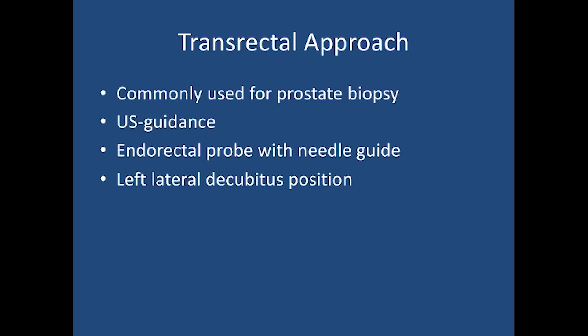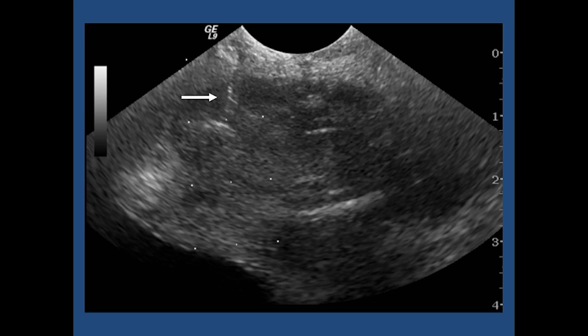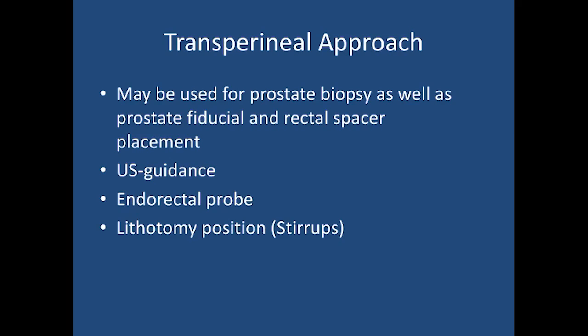Transrectal approach may also be considered in a similar manner to transvaginal approach, and is probably most commonly used for prostate biopsy. The major difference here is that the patient is generally placed in the left lateral decubitus position. And in this example, we see a needle. This is the needle guide, and a needle is placed within the prostate gland for biopsy.